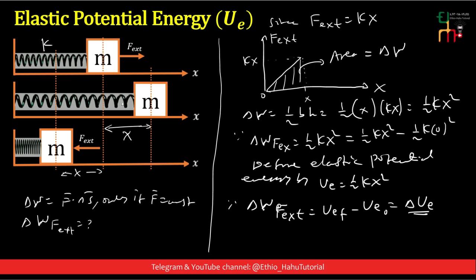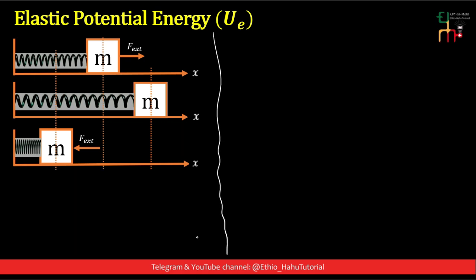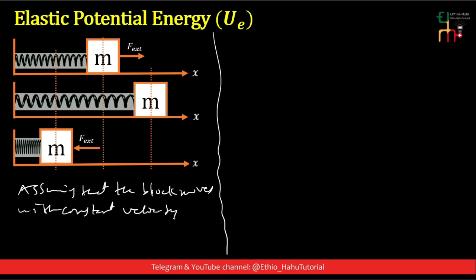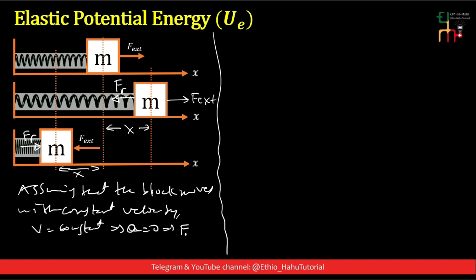If this block moves at constant velocity, the net force acting on the block is 0. Assuming that the block moves with constant velocity, the magnitude of the external force is equal to the magnitude of the restoring force. Constant velocity means v is constant, which means acceleration is equal to 0. Acceleration equal to 0 means the net force acting on the block is equal to 0.